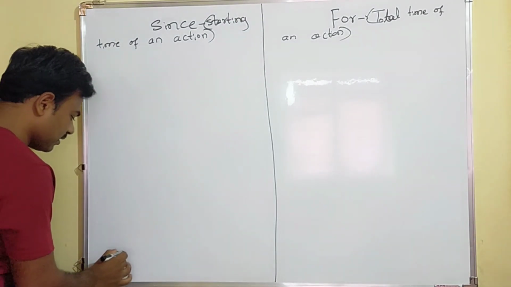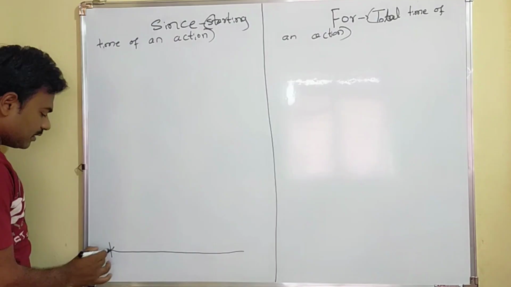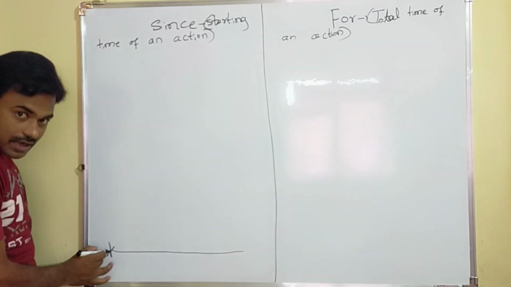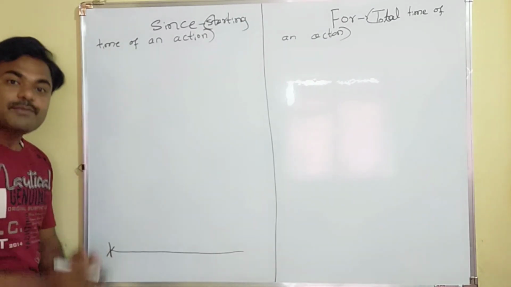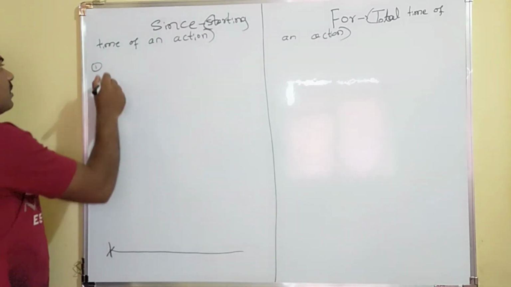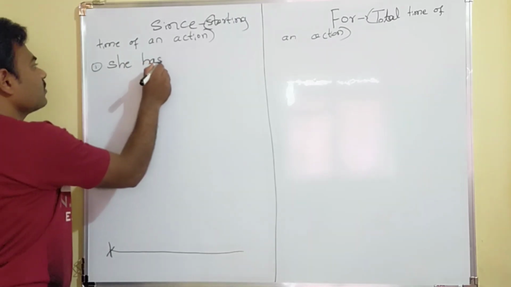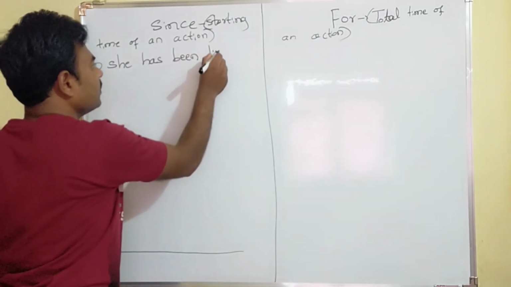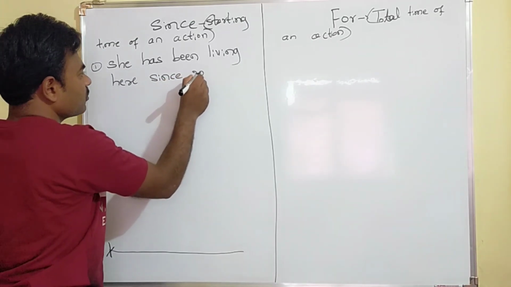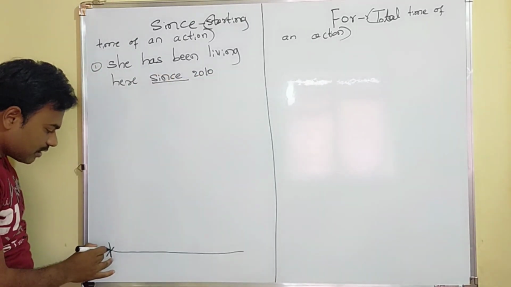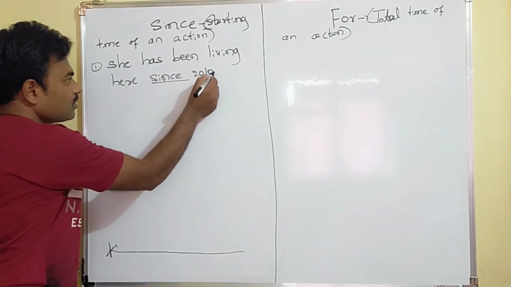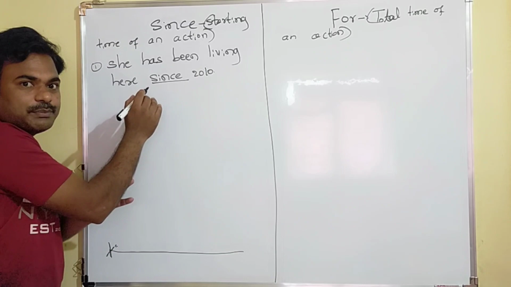Let me make it clear by drawing a line. It is an action. The action starts here. This is the starting point of an action, the starting time of an action. When we talk about the starting time of an action, that time we use since. Let me clarify by writing some examples. For example, she has been living here since 2010. Since 2010, this is the starting point of the action. So since is used for the beginning time of an action.